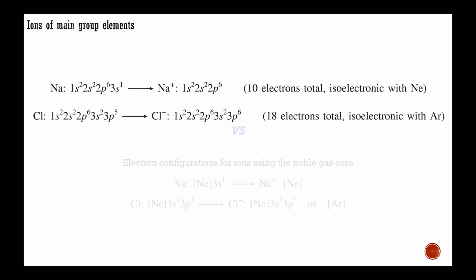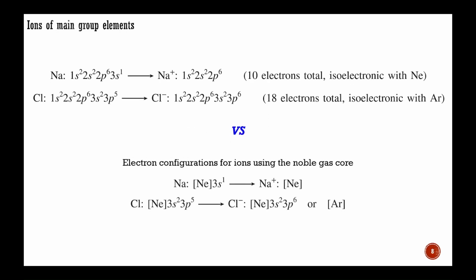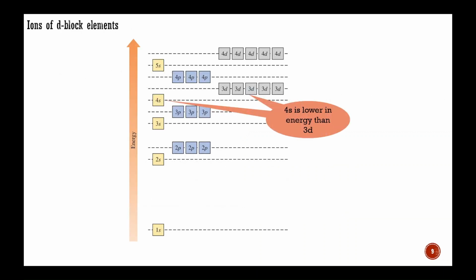We can also write electron configurations for ions using the noble gas core to focus our attention on the valence electrons. Before we move on to some discussion about the electron configuration of cations derived from transition metals, I would like to remind you that the 4s orbital fills before the 3d orbitals for the elements in the first row of the d block elements. That is, it is slightly lower in energy.